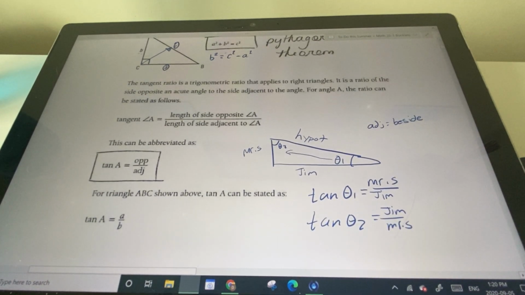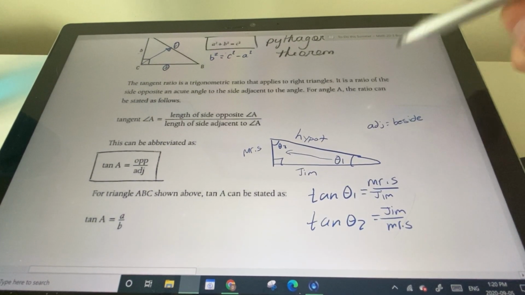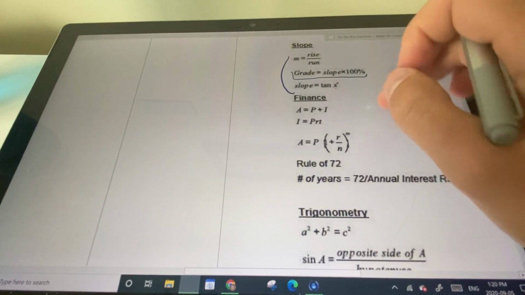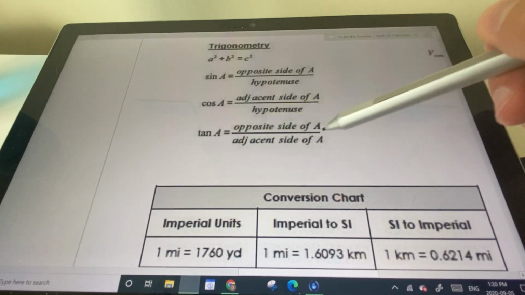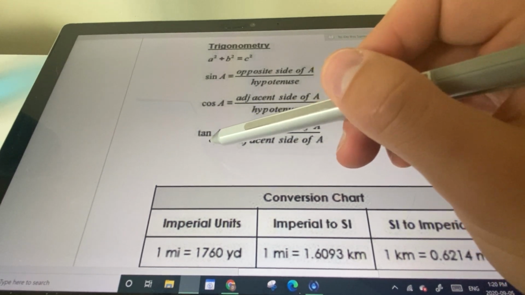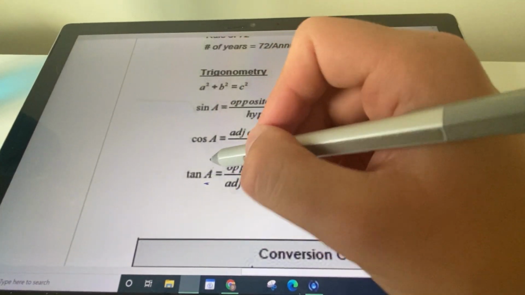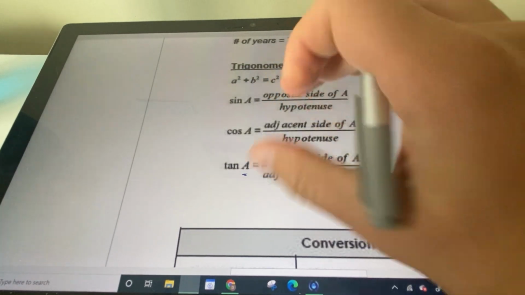So recognize tan angle changes depending on what angle you're focusing on. You're never going to focus on the 90 degree, okay? It'll always be one of the two angles that is not the 90 degree angle, okay? And recognize that is on your formula sheet, okay? Tan A is the opposite side of A over the adjacent side of A. It's not always going to be just simply A. It could be whatever angle you're focusing on, okay? So you're also going to be using a lot of these equations here.